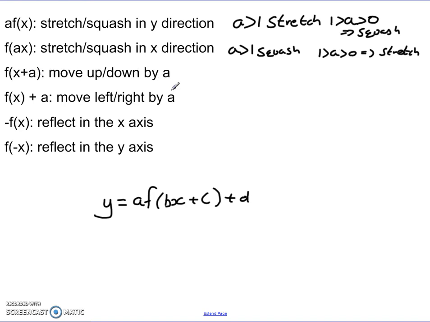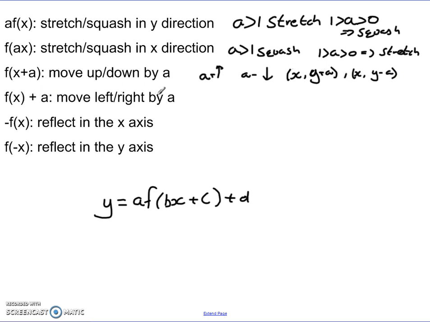F of x plus a, it would move up or down by a. So it would take the entire curve and shift it up or down by a. If a was positive, it would shift it up, and if a were negative, it would shift it down. So every single point would shift up or down. And the easy way to think about this is your x point would stay the same, the y coordinate would add the a on, or the x would stay the same and the y coordinate would subtract the a, depending on whether we added or subtracted.